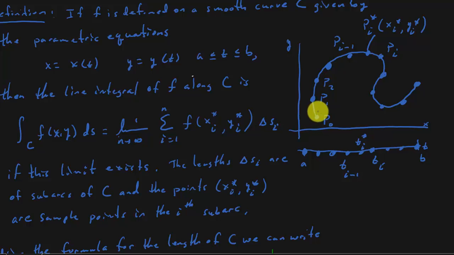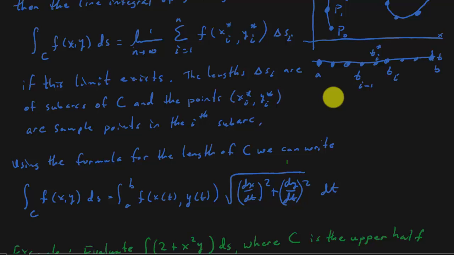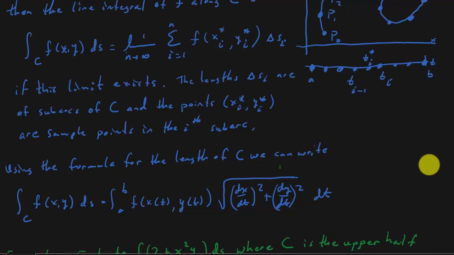All right, so basically what we've got here is a curve, and what we're doing is breaking it up into little arcs. I mean, they're tiny arcs, and then we're summing it all up. And I'll do my best to draw it, what we're finding.